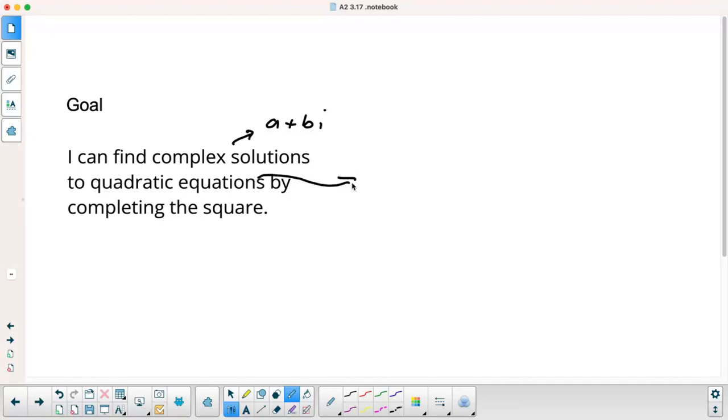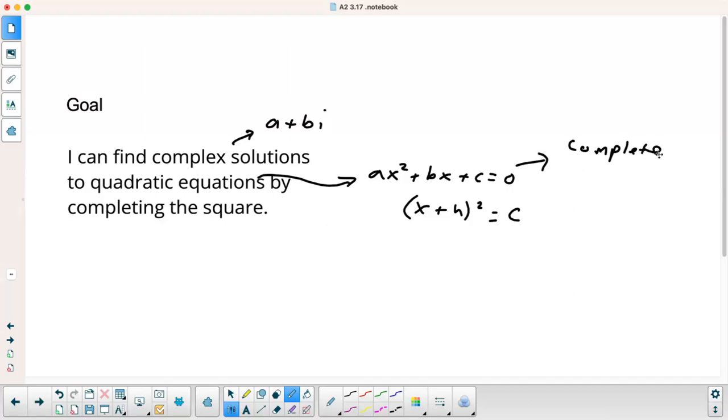Quadratic equations: ax squared plus bx plus c, that's standard form. You could have x plus some number, we'll just say h, squared equal to some other number, call it a constant. If you have this form here, you could complete the square or use the quadratic formula. If you have this one, you're going to use square roots.